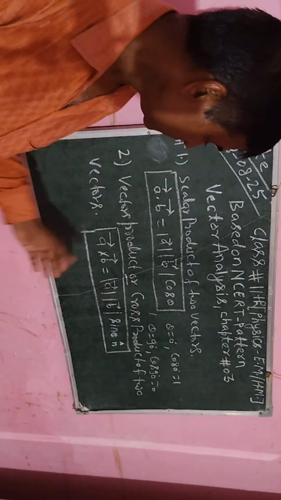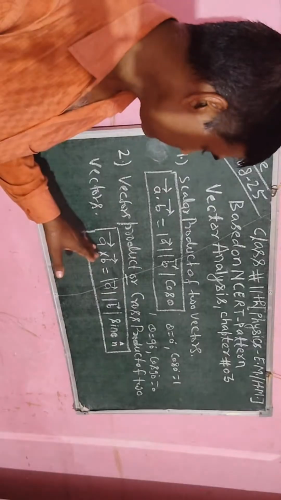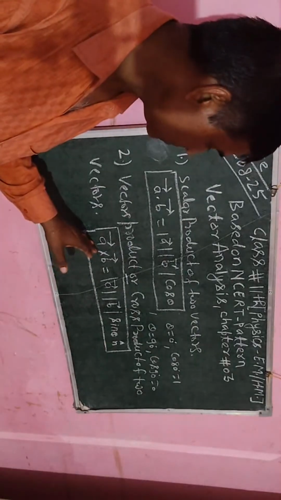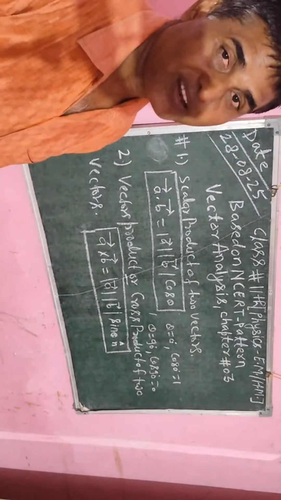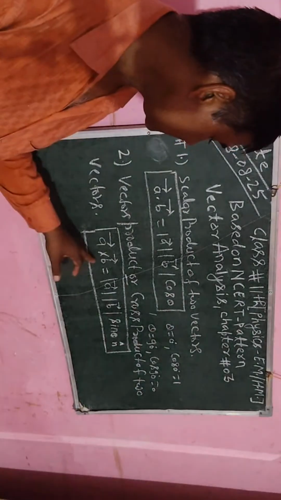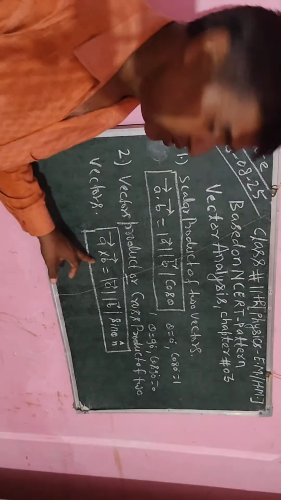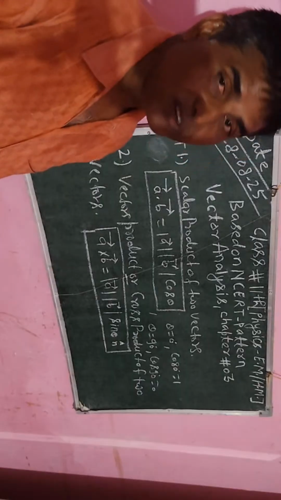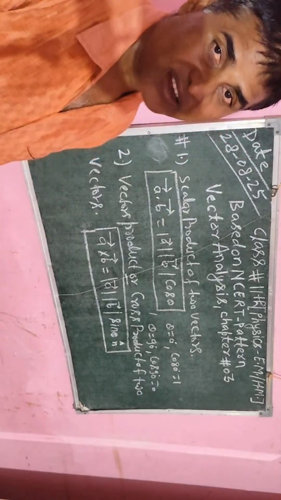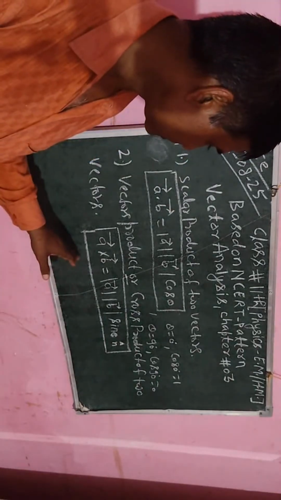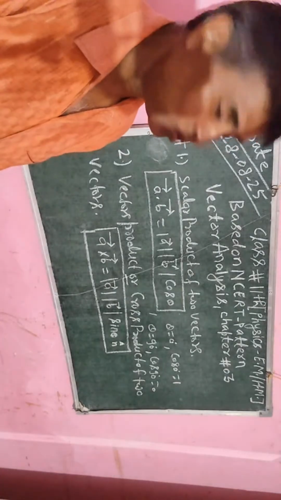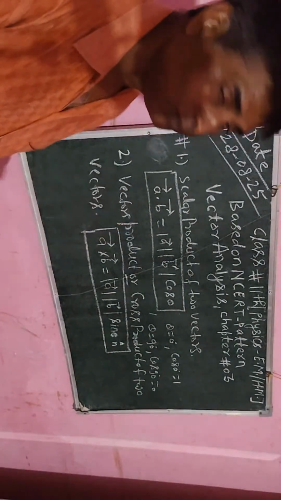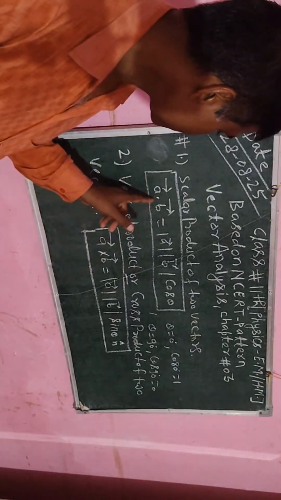cross product of two vectors, that is A cross B, and that will give the area of the parallelogram. Okay, so for the area of the parallelogram, this vector product is important, because one side will be given in vector form and the other side will also be available in vector form. So I will take its cross product, and that will give the area of the parallelogram.